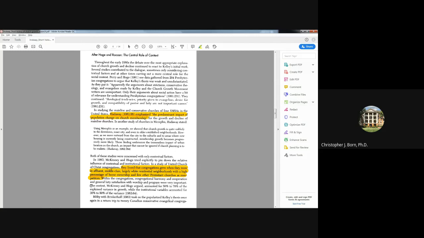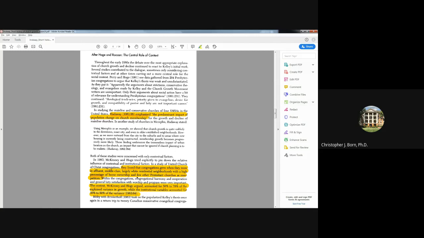So it's not as if institutional factors were completely unaccounted for, but the context accounted for between half and almost three-quarters of the explained variance in growth, while institutional variables accounted for 30 to 50%. So really, it's moving away from Kelley's thesis of the strictness theory. And it wasn't until Larry Iannaccone comes back in like 1992 and really rehashes this. And then another reading that you have later on, Mark Chaves, who's over at Duke, he actually argues that at no point in time is it conservative or is it strictness. And so you get a lot of different theories to work through here.